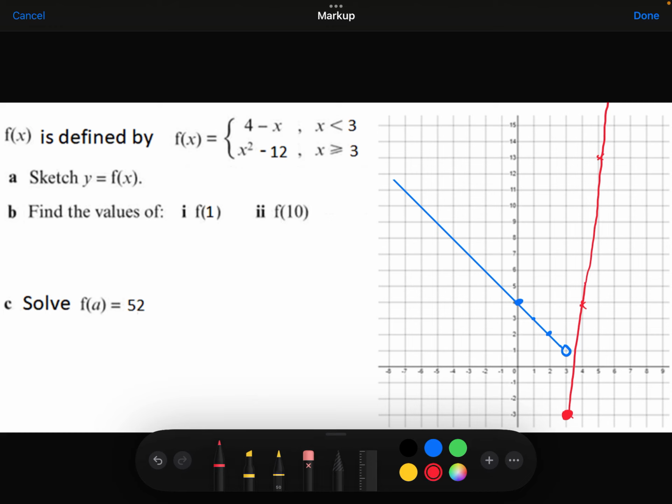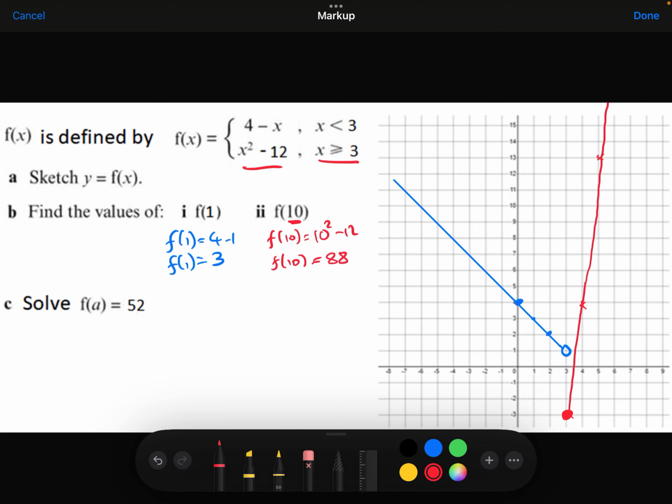Part B, find the values of f of 1. So if x is 1, I'm going to be using the linear part because 1 is less than 3. So I'm going to use the linear equation for this one. So f of 1 is equal to 4 minus 1, which is 3. F of 10, well, because if x is 10, that's greater than 3, so I need to use the quadratic version for that. So f of 10 is equal to 10 squared minus 12. So 100 minus 12 would be 88.